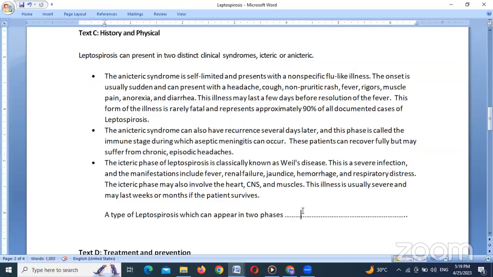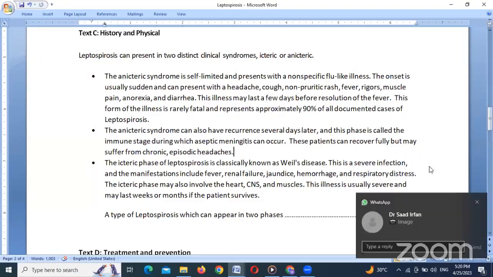Can you hear me? Yes, sir. Anicteric syndrome. Why is this phase called the stage? Why, doctor? Well, if you read here, anicteric syndrome can also have recurrence several days later, and this phase is called the immune stage, during which aseptic meningitis can occur. These patients can recover fully, but may suffer from chronic episodic headaches. So we have two types of leptospirosis, written here: leptospirosis can present in two distinct clinical syndromes, icteric and anicteric. Out of these, which type can appear in two phases? Icteric is not written as appearing in two phases. So it is the anicteric that can recur later on, can appear in two phases.